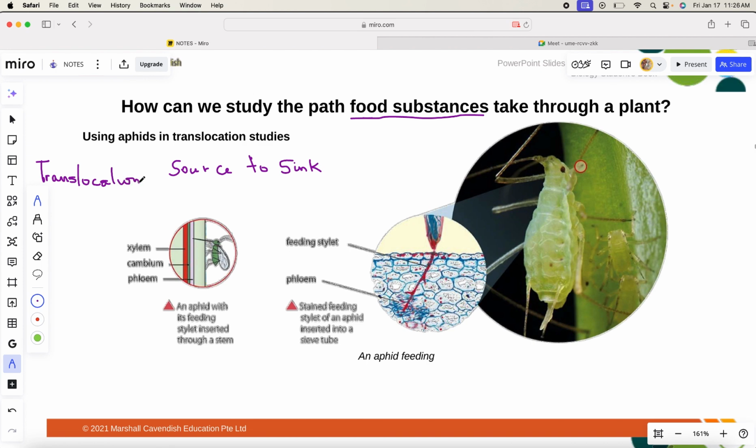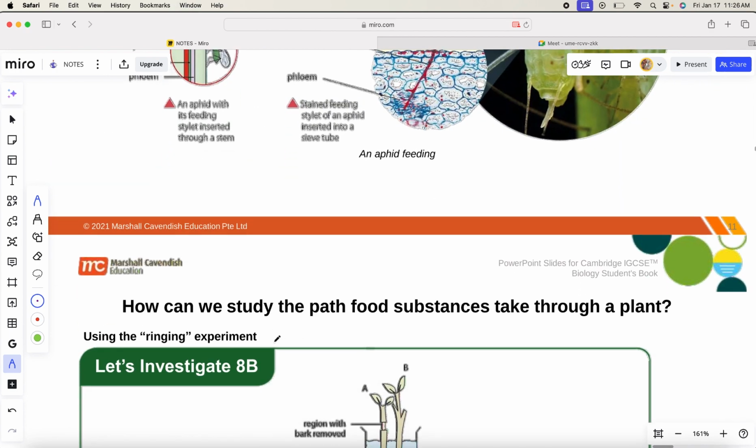Transporting manufactured food from the point of manufacture, called the source, to the point of usage, every other cell of the body, called the sink. That process is called translocation. So the food that is made is being transported through the phloem tube to every other part of the body of the cells. Is that okay? Now let's move on.